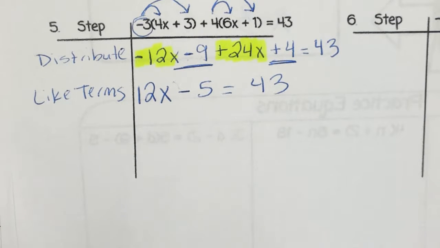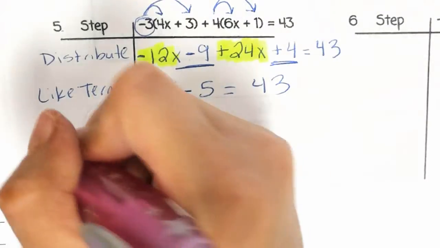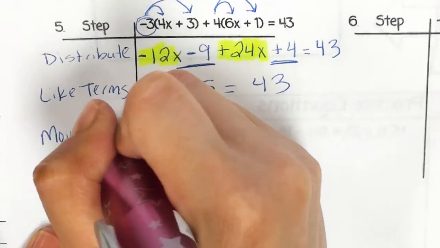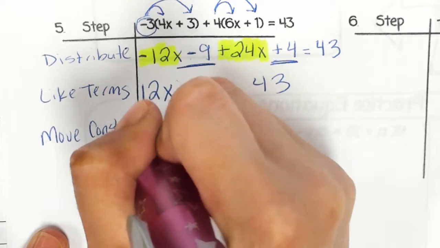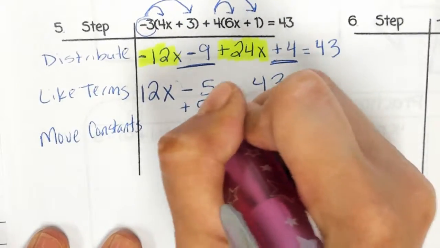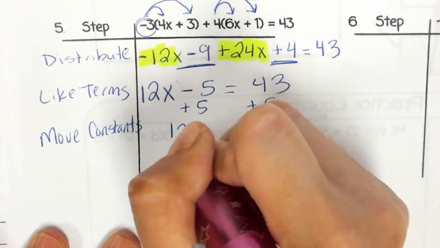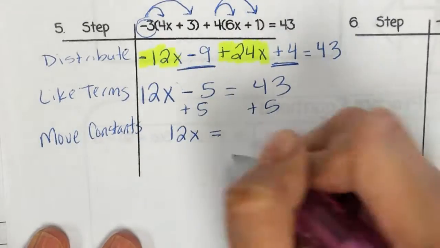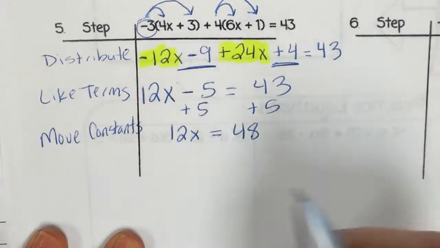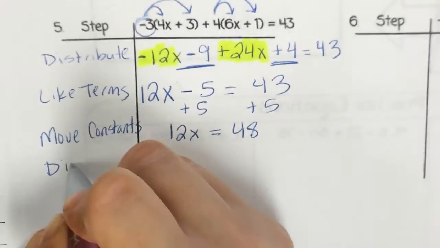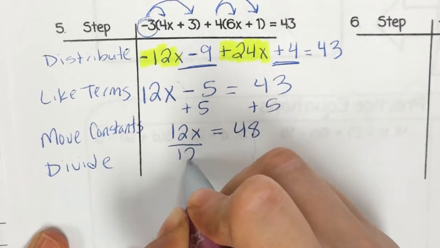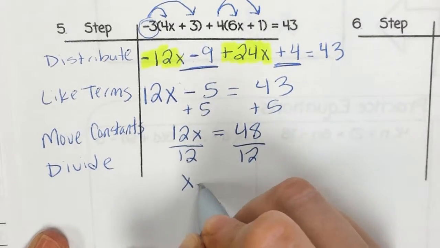The next step says move variables to one side. Do I need to do that step? No, I already have variables on one side. That's done. I'll skip it. Next, move constants to the other side. I need to do that. I'm going to add 5. 12x is equal to 48. And then we all know my last step is to divide. x is equal to 4.